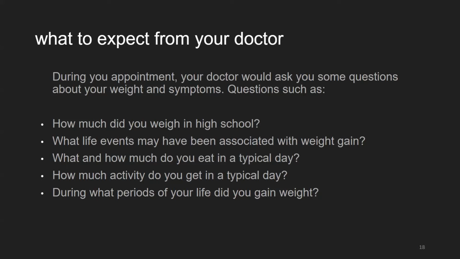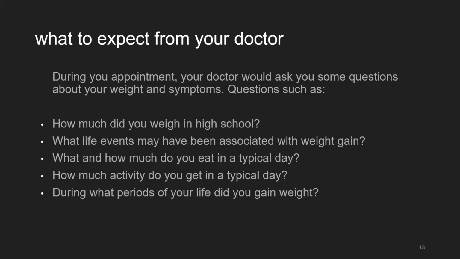What to expect from your doctor. During the appointment, your doctor will ask you some questions about your weight and symptoms. Questions such as, how much did you weigh in high school? What life events may have been associated with weight gain? For women, childbearing. Men also gain weight during women's pregnancies as well. It's not just, of course, physically, it's more for women, but men also at times gain weight during childbearing as well. What and how much do you eat in a typical day?